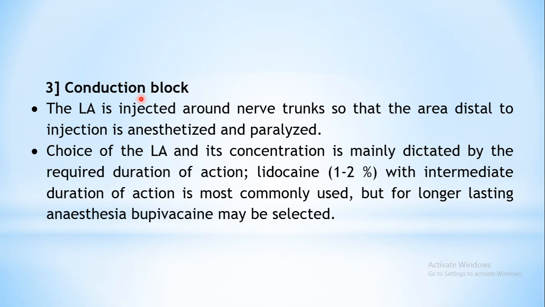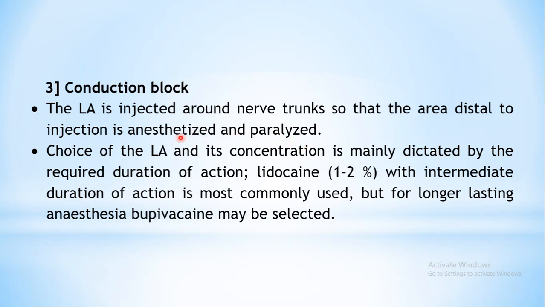As the name implies, conduction along a particular nerve or nerve trunk is blocked by application of local anesthetic in the vicinity of that particular nerve trunk. So here a little bit deeper administration of your drug is done. Whichever nerve it is injected around, wherever that nerve is supplying, that whole area will get anesthetized and paralyzed. Anesthetized meaning sensory perceptions are lost, mainly the pain. And it is also paralyzed. Paralysis will take place of the muscles in that area.